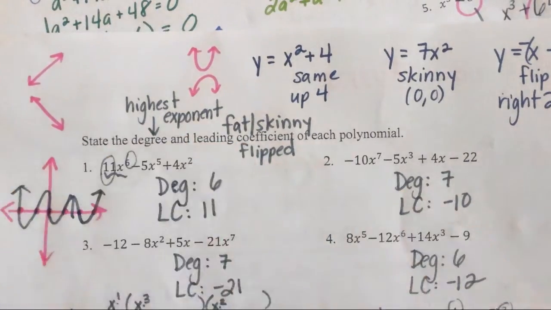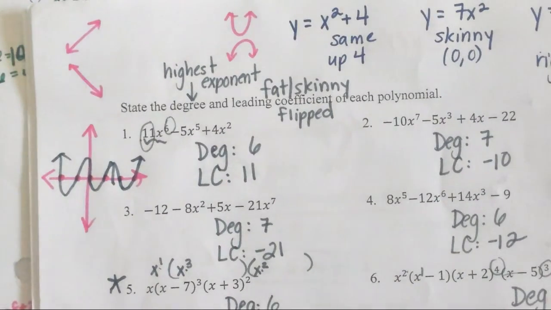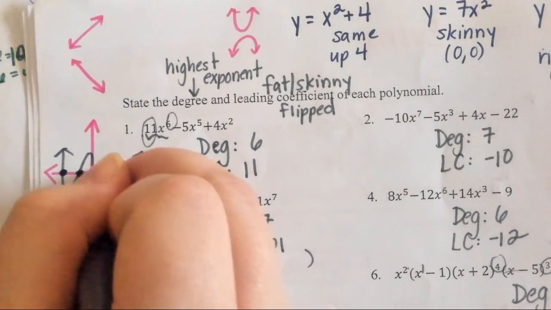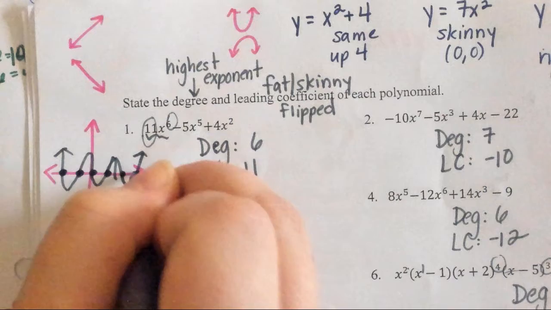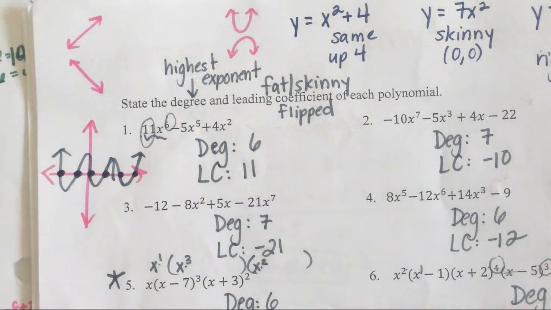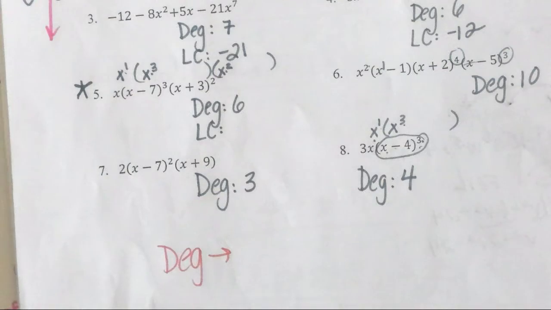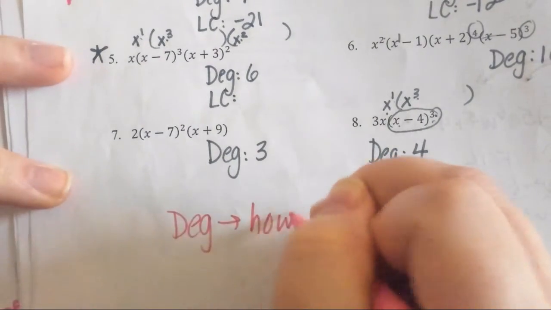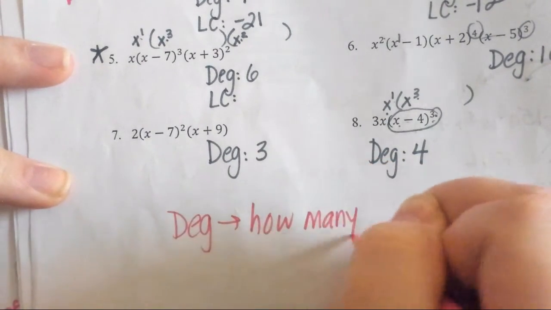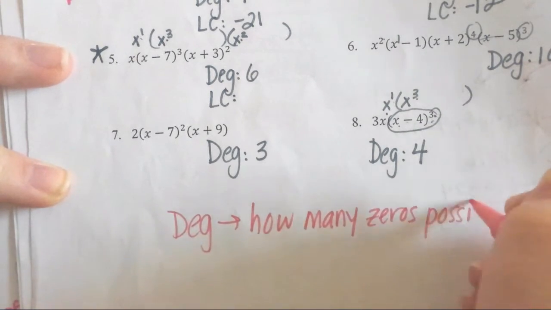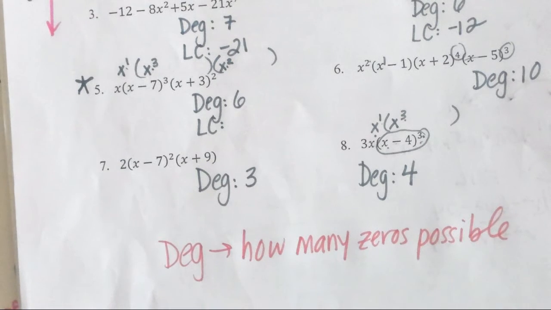Now, I'm not saying for sure my graph looks like this, but I'm saying at most, since my degree is 6, my graph could at most touch the x-axis 6 times. So that degree kind of tells us how many zeros are possible. So that's the one note I might make to myself. Degree, it indicates how many zeros are possible.